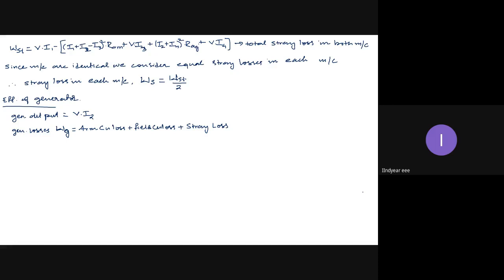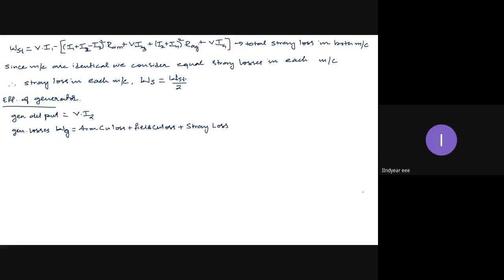So in many cases, this is also correct. When you refer to textbooks in which the field copper losses are not deducted from the total input and calculated stray loss, don't get confused. But in our study, I will follow deducting copper losses from the total input, then adding them for each machine at the later stage, because this is conceptually correct on load condition.